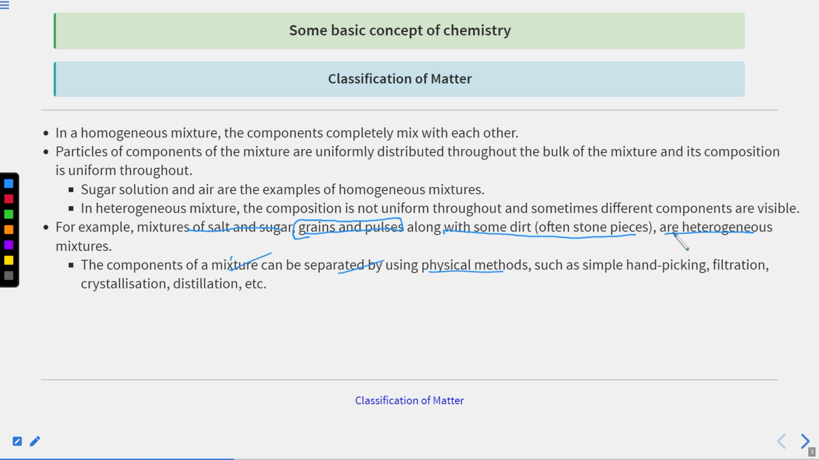The components of a mixture can be separated by using physical methods. How can it be separated? Suppose you have taken a mixture of sugar and water and now you want to separate it. If you start heating this, the water will escape as water vapor, and since sugar will not escape, it will be crystallized again and you will get your sugar back.